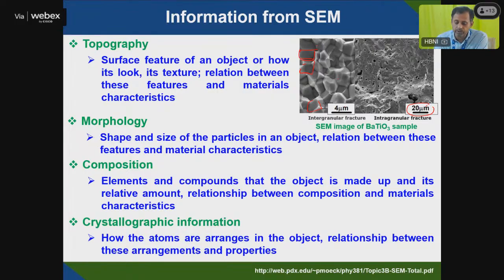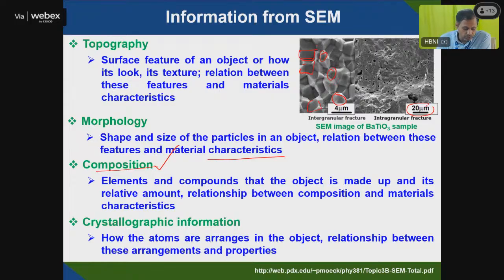If you see this is my grain, so this is my grain size. That information gives the surface shape and size of the object, and the relation between these structural features and the material characteristics. So that gives you morphology. Then you can also get composition analysis through the EDAX facility, the energy dispersive X-ray facility, where you can see which elements and compounds are present in the sample.